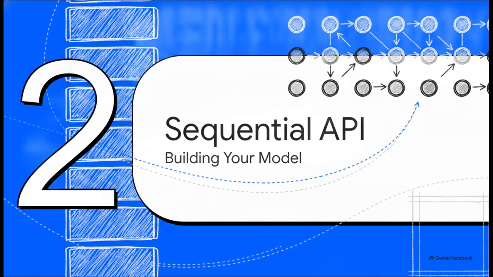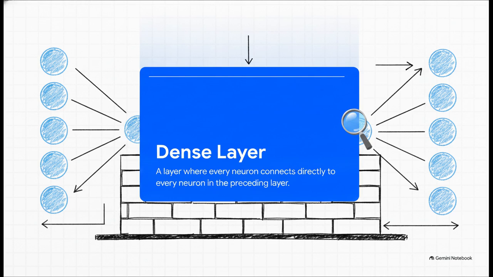Moving right along to Section 2. Building with a Sequential API. Okay, so to build our sketch, we need our fundamental building blocks, right? Well, the most foundational block used throughout neural networks is the dense layer.